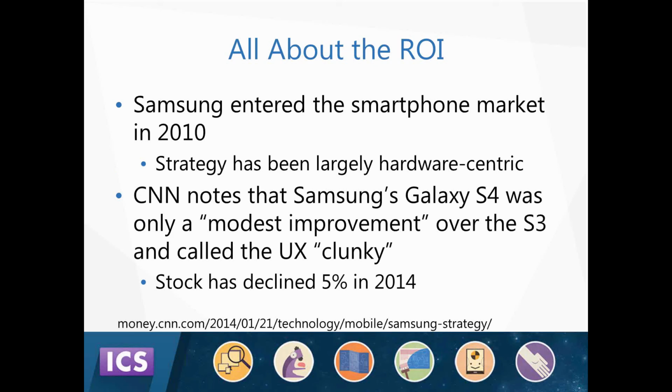Unfortunately for them, CNN did a report on the Galaxy S4, and they said it was only a modest improvement over the S3, and they called the UX of the phone clunky, which is not something that you as a designer or developer ever want to hear applied to your products on a national network. And their stock went down 5% last year. Again, is that a direct correlation? Yeah, maybe, maybe not, but it's still something worth considering.